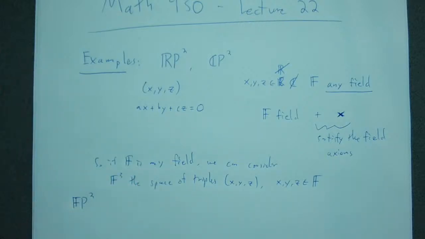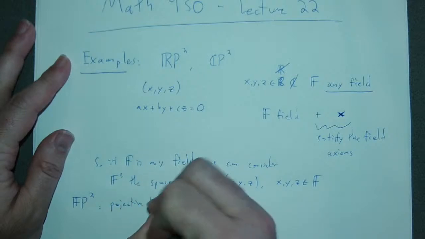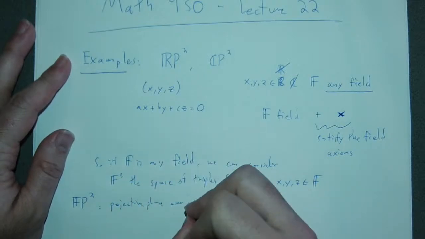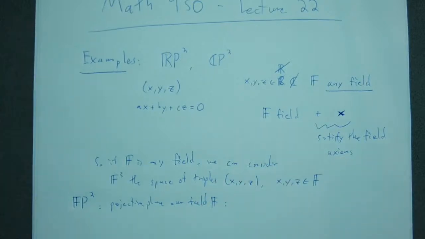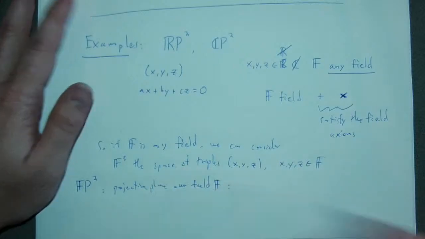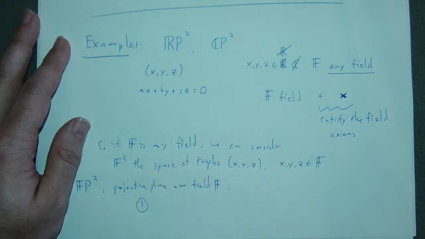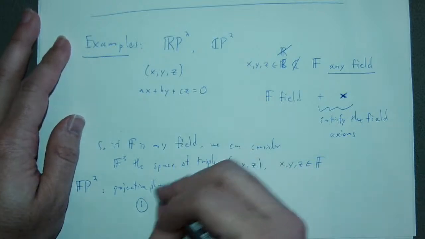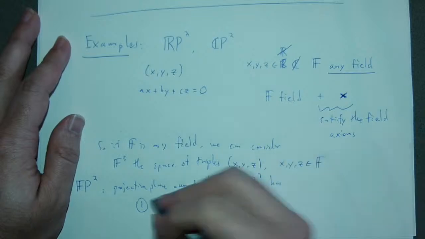So what is FP2 here? This is a projective plane over the field F. So how do I define this? Well, if I have a projective plane, all I need to define are what are my points and what are my lines. And I need to define that in such a way that it satisfies those axioms I care about. So the first thing is, FP2 has points.